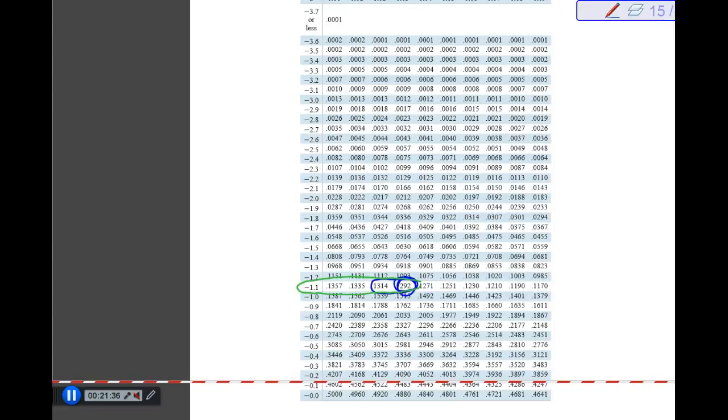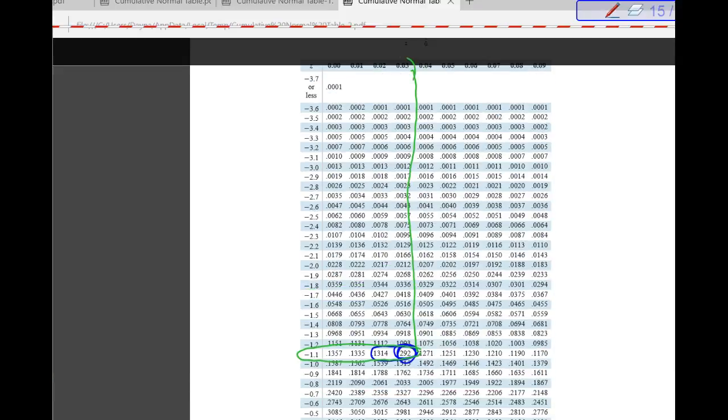So that's a negative 1.1, and I'm going to follow it all the way up. And if you can see underneath there, that's a negative 1.13. So that's my z. Again, whenever you are given the area or given the probability, you look for it in the center and follow it outward. Practice finding some of these and let me know if you have any questions.